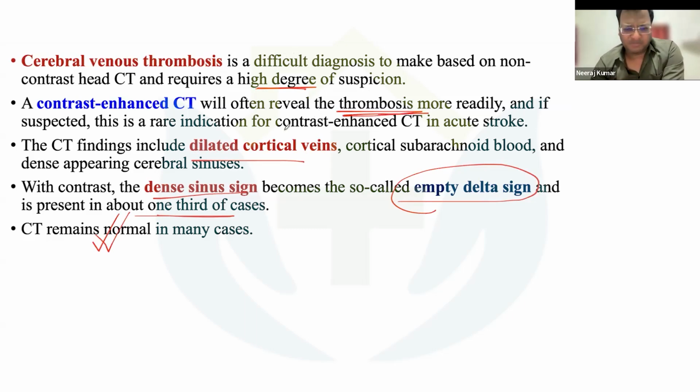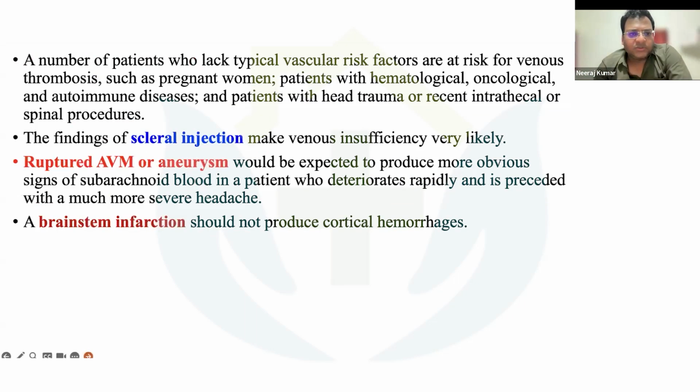And if suspected, you can go with a contrast enhanced CT scan for checking the dilated cortical veins, cortical subarachnoid blood as well, and then dense appearing cerebral sinuses as well. So many of these patients lack the usual vascular risk factors. Pregnant women have a venous thrombosis risk, some patients have hematological, oncological or autoimmune disease, and head trauma patients can present with venous thrombosis as well.